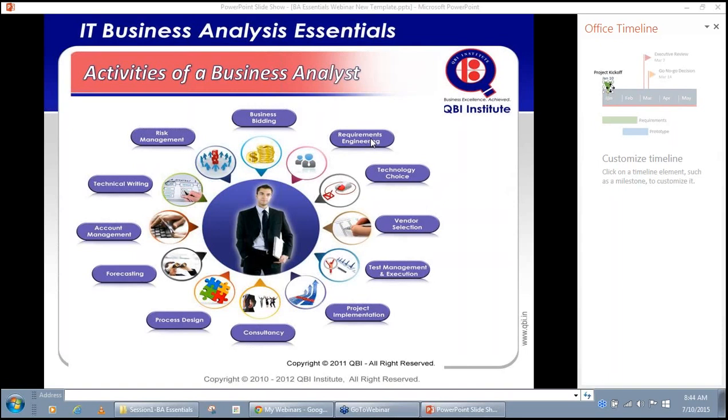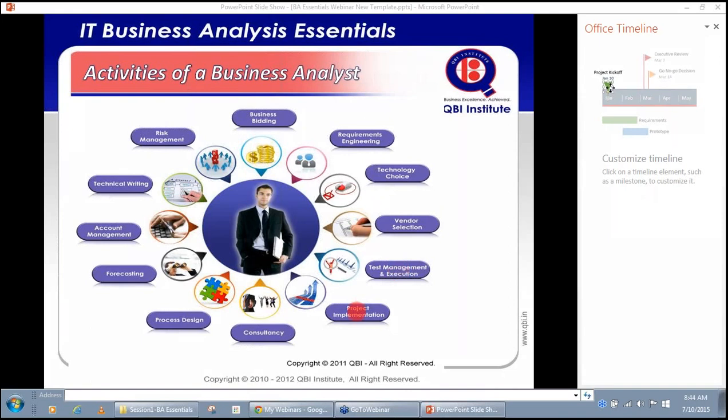However, during all the phases of SDLC, there is a focus. The business analyst has to keep the requirements in alignment with the objectives of the project and in alignment with the larger objectives of the enterprise. Then, as the project moves towards the testing phase, test management and execution is yet another activity of the business analyst.